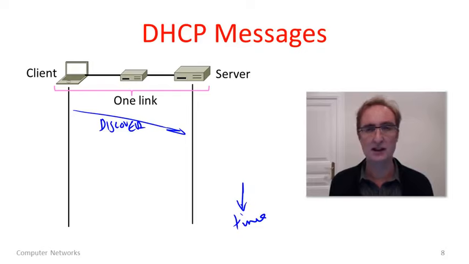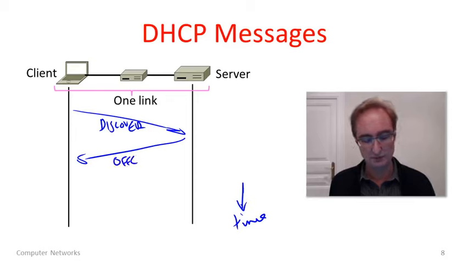That's basically saying, hello, is there a DHCP server out there? I'd like to contact the DHCP server so I can work out what my IP address is. The DHCP server will then reply with an offer. That offer packet is essentially saying, hello, yes, I'm here, and you could use this address if you would like.